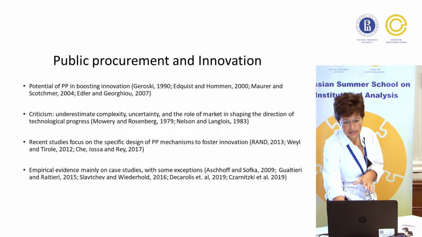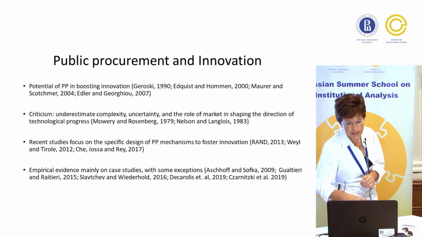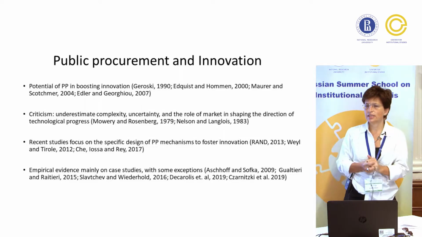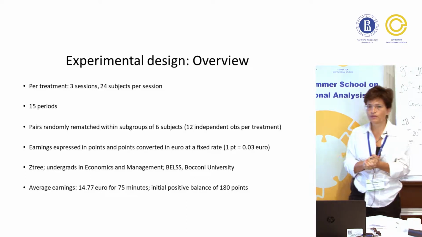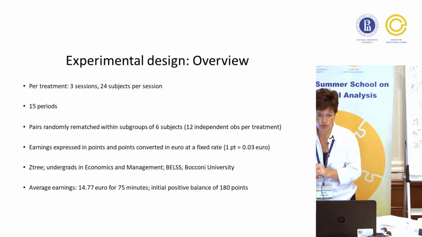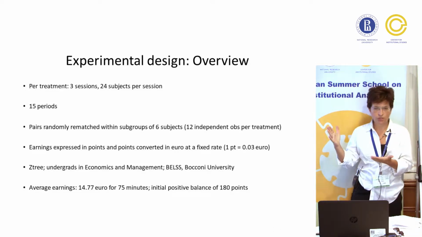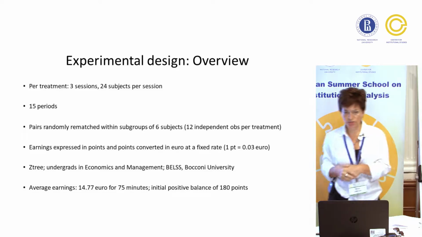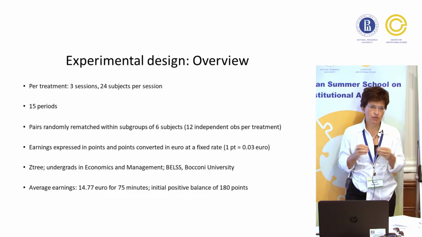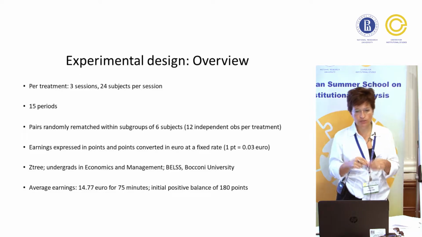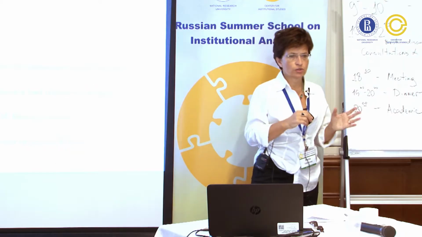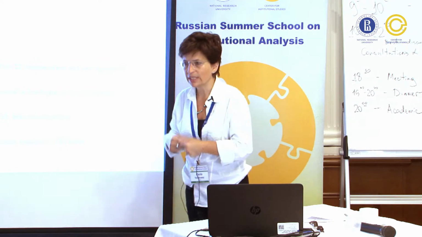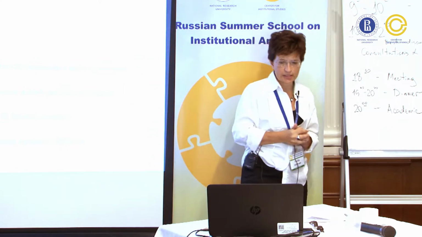Let's go on to present the experiment in detail. This is the usual slide to start presenting the experiment. First, treatments. We have 3 sessions, 24 subjects per session. And they play 15 periods, you will see in which way, with 2 stages. They play in pairs, which are randomly rematched within a subgroup of 6 subjects. So we have 12 independent observations per treatment. This is just a way to increase the observations. If you want, we can discuss it in detail.